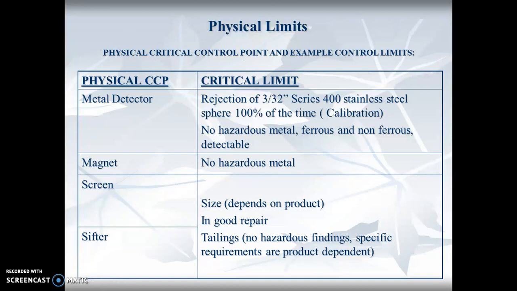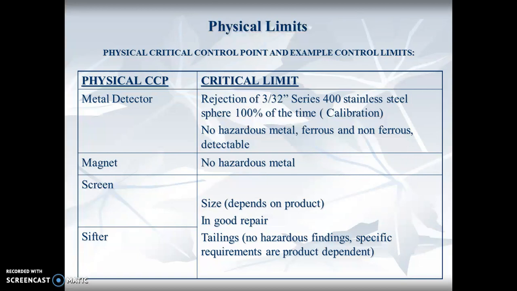Easy one, metal detection. If we're looking at a metal detector, we want to have a rejection of 330 seconds. That's a measurement in inches. Series 400 stainless steel sphere 100% of the time. We can use that as far as calibration. We want to find that there's no hazardous metal, ferrous and non-ferrous, detectable.